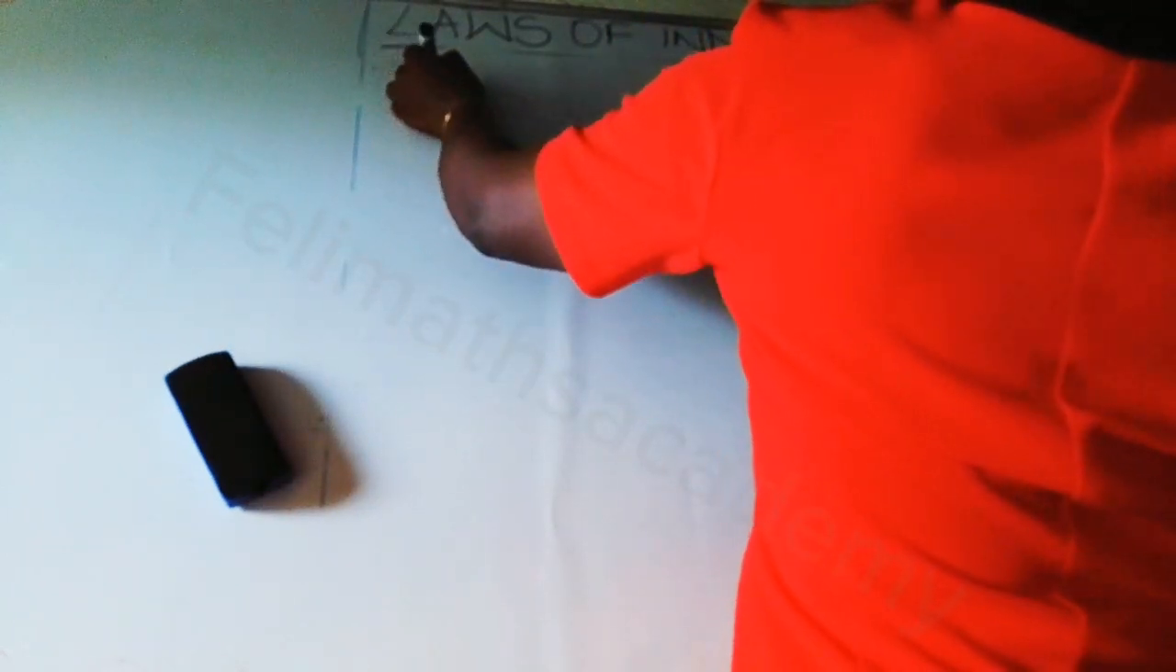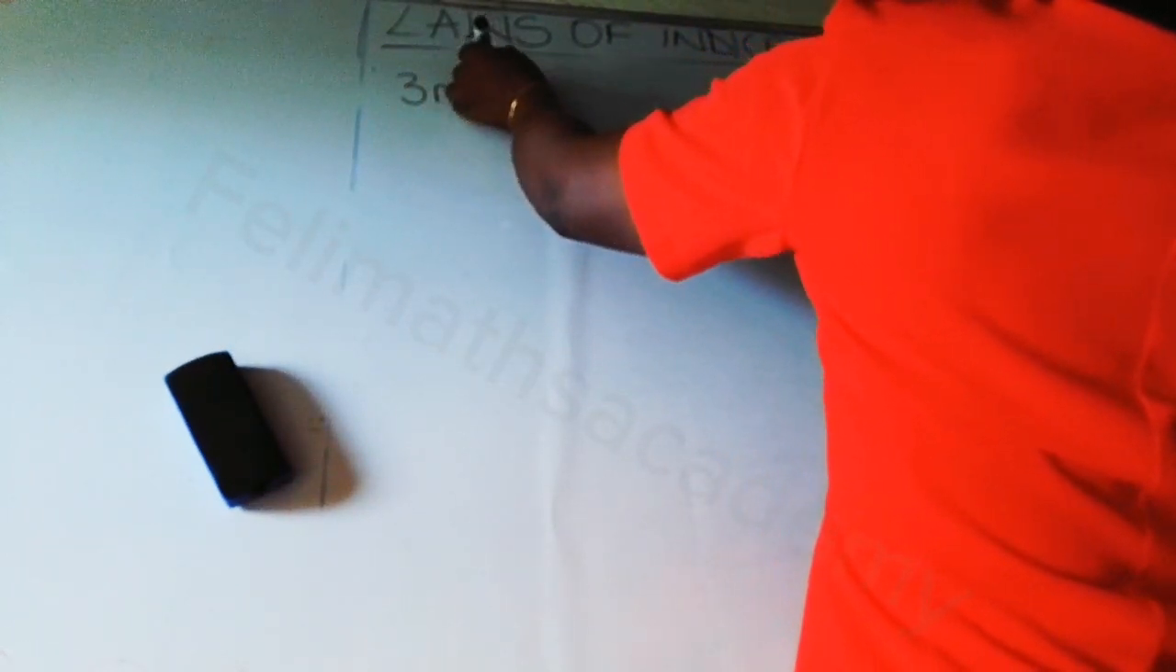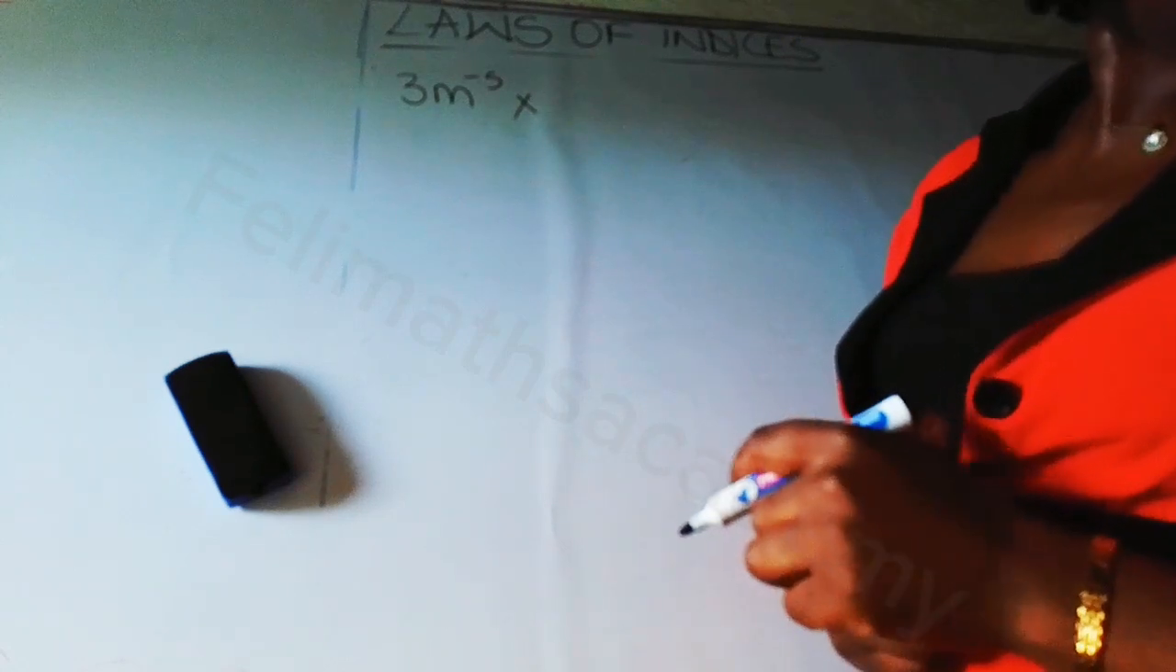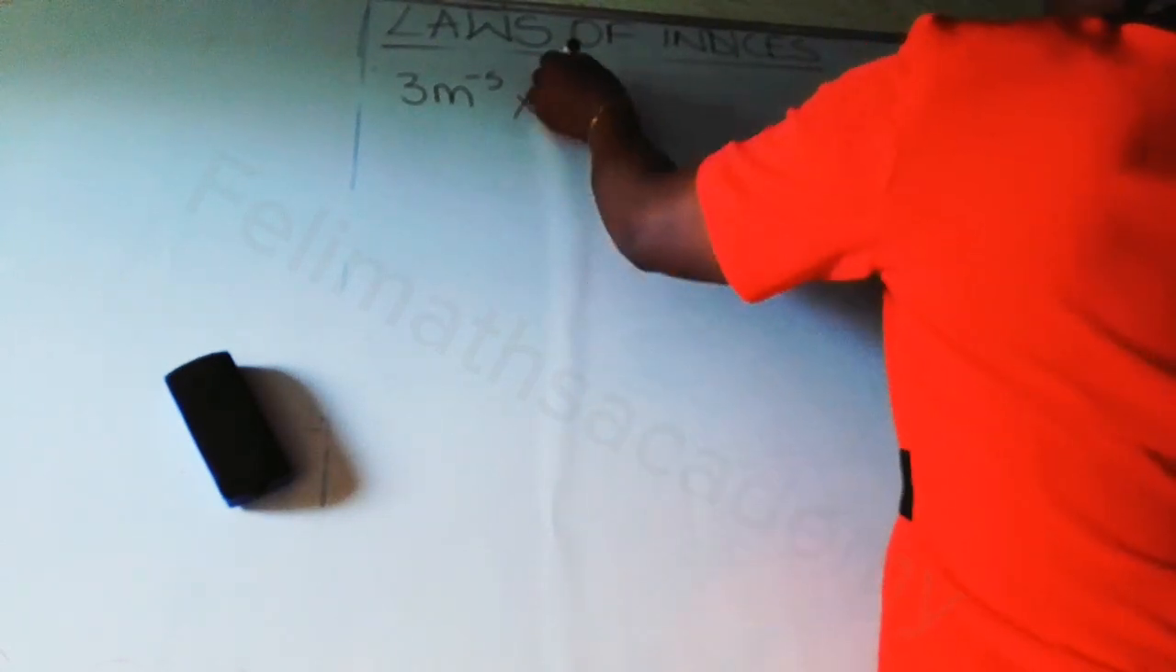Evaluate A, 3m to the power of negative 5 times 2m to the power of 5.